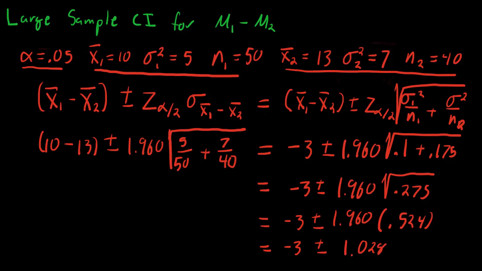And that's just a basic example of how we walk through a confidence interval for mu1 minus mu2 if we have a large sample.